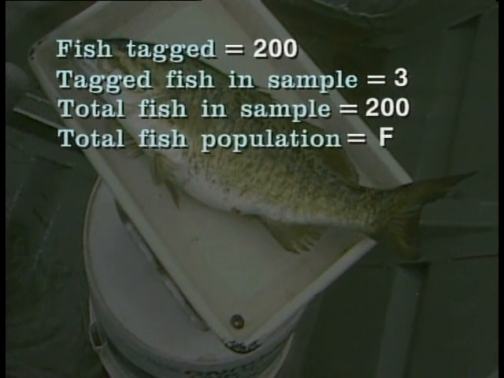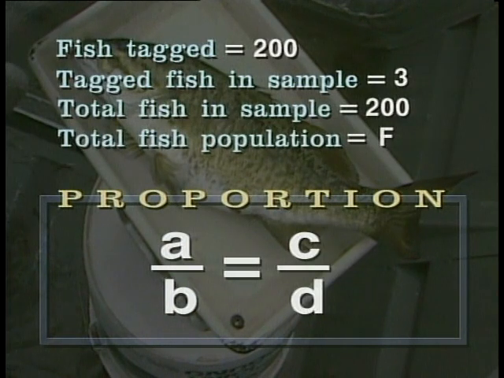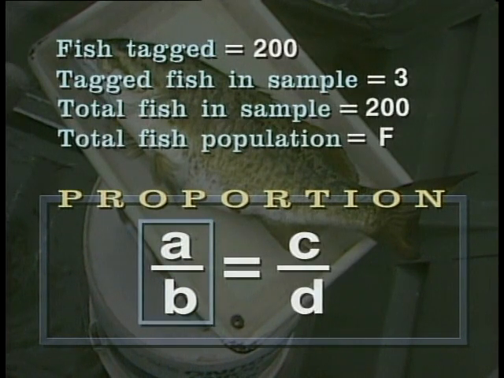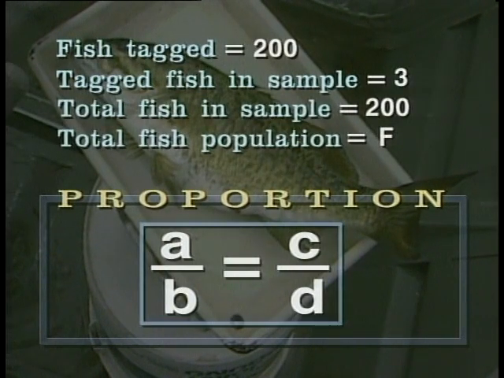The key to creating an equation with this information is recognizing that this is an example of a proportion problem. A proportion is a special form of equation that relates two ratios. The general framework is that A is to B as C is to D. The A over B fraction is one ratio, the C over D fraction is the other ratio, and the equation as a whole is a proportion.